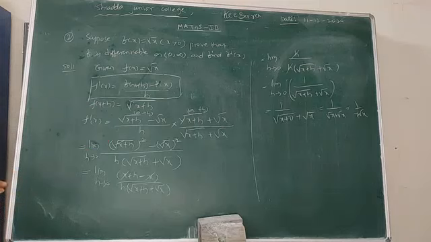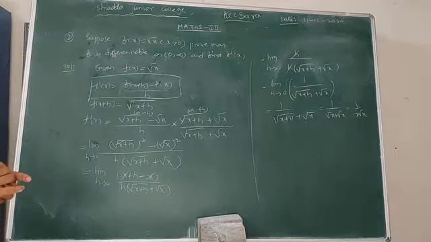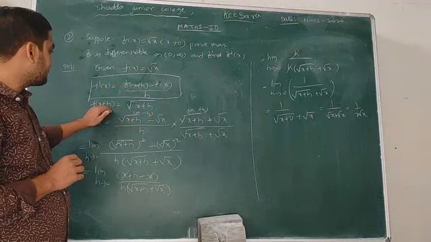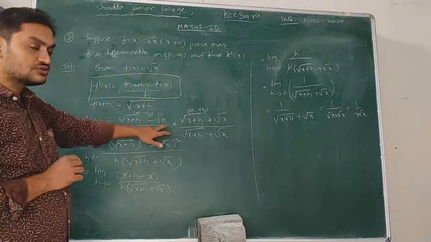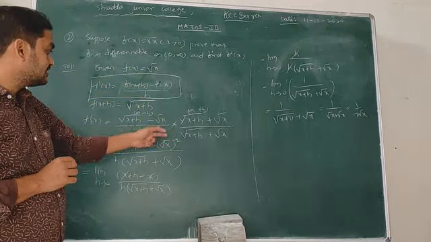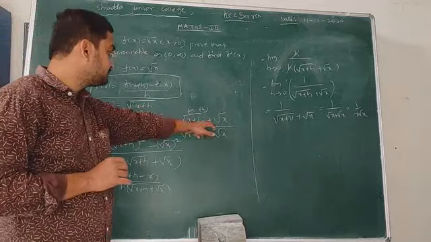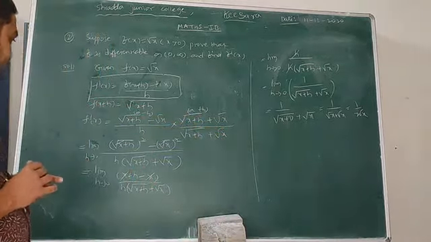So what we are getting here? Square root of x plus h. So what is f dash of x here? What is the formula? f of x plus h minus f of x by h. What is f of x plus h? That is root x plus h, minus f of x, which means root x, by h. This we rationalize with root x plus h plus root x by root x plus h plus root x.